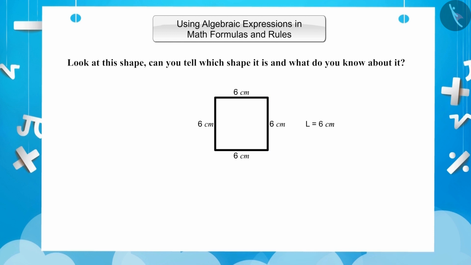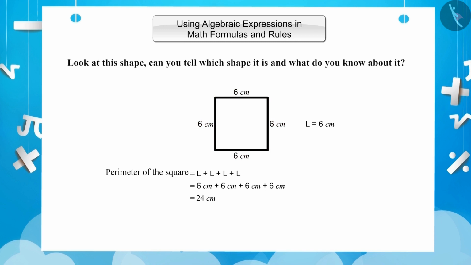Can you find its perimeter and the area? Let's find it out together. The perimeter of a square is equal to the sum of the lengths of all its sides. So, we can say that the perimeter of this square will be L plus L plus L plus L is equal to 6 cm plus 6 cm plus 6 cm plus 6 cm is equal to 24 cm.